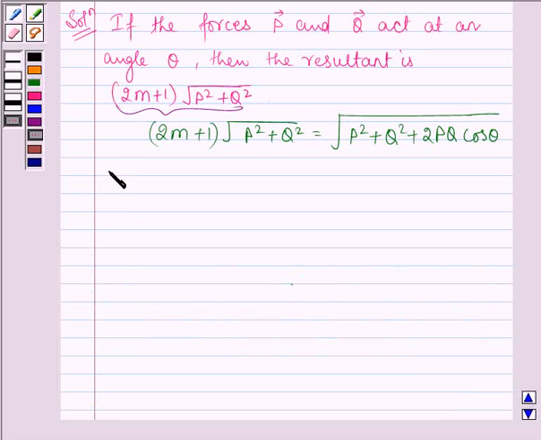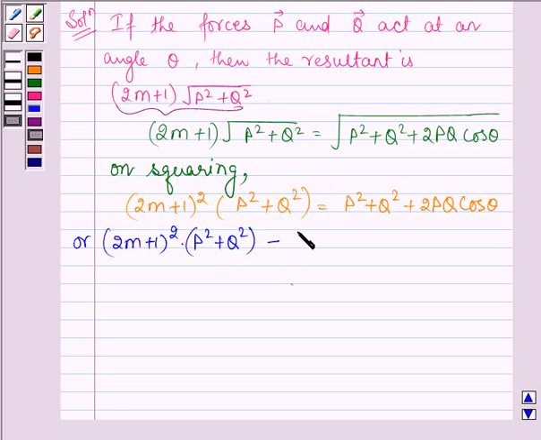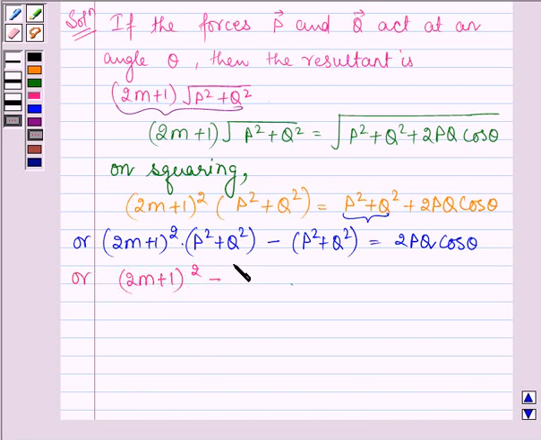Now, on squaring both the sides, on the left hand side we have 2m plus 1 whole square into P square plus Q square is equal to P square plus Q square plus 2 times of PQ cos theta, which further implies that 2m plus 1 whole square into P square plus Q square minus P square plus Q square, taking both these terms on the left hand side, on the right hand side we are left with 2PQ cos theta, which further implies that 2m plus 1 square minus 1 into P square plus Q square is equal to 2PQ cos theta.